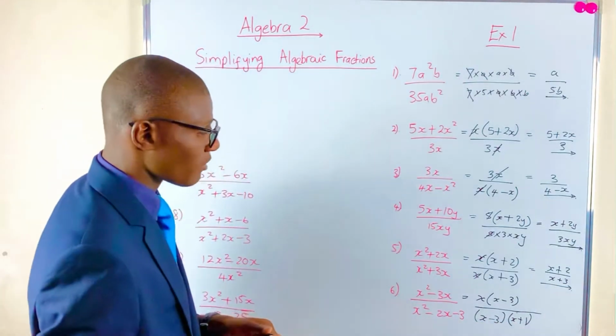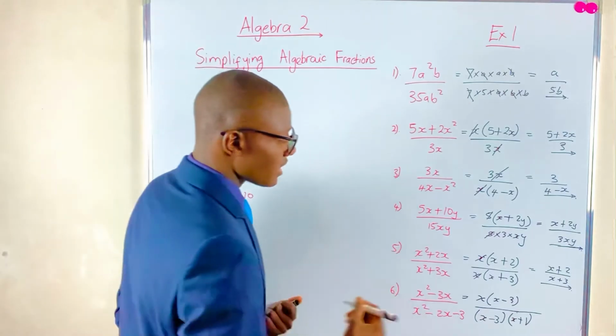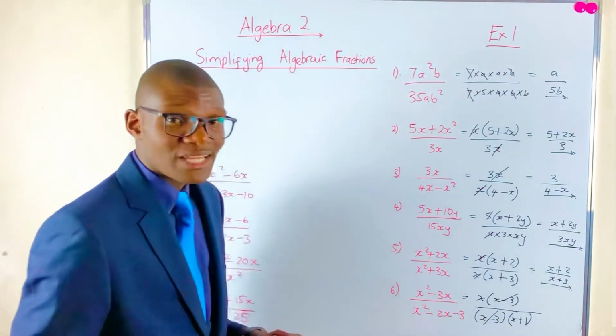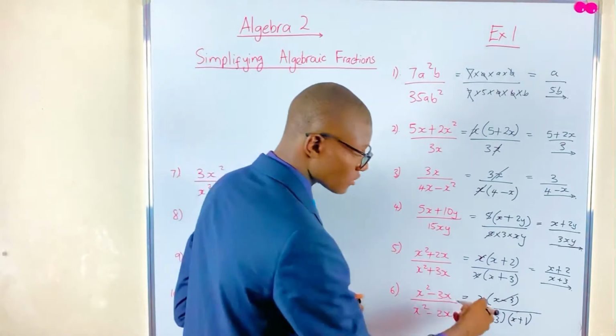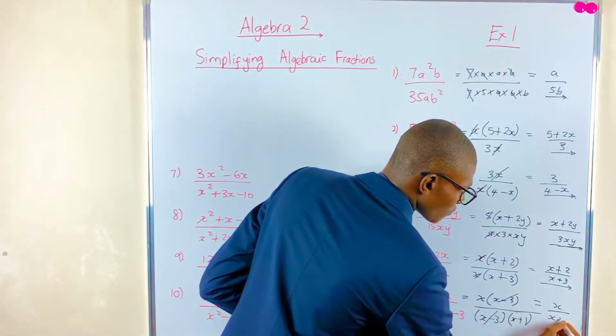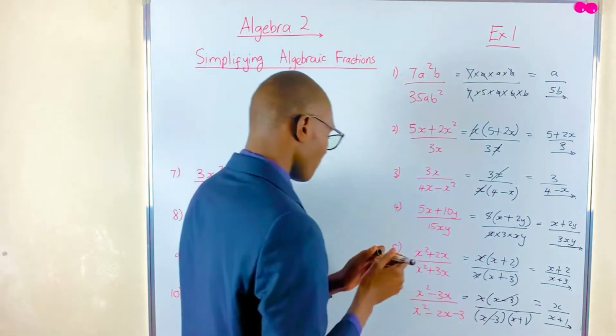But what do we see from that? We see that x minus 3 is common in both the numerator and the denominator. So they cancel out, and the answer will be x over x plus 1. That will be the final answer.